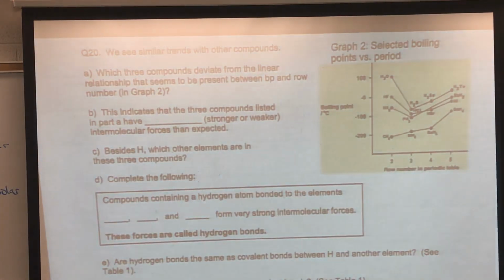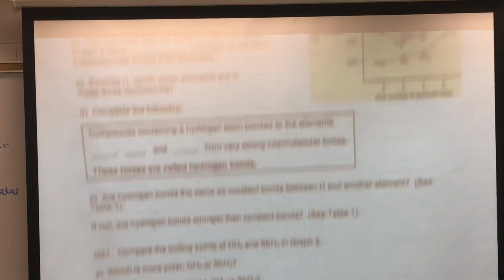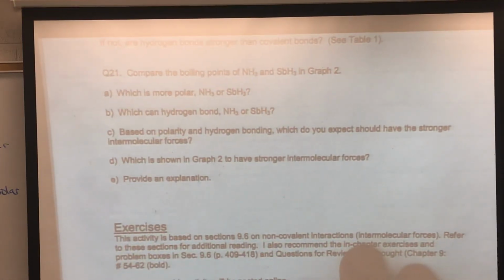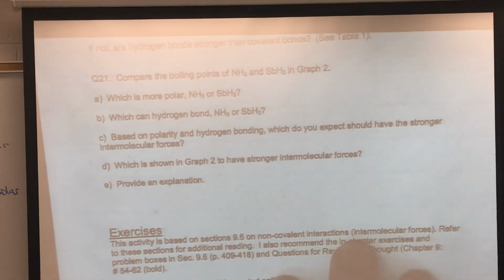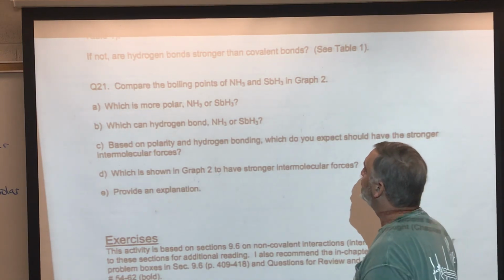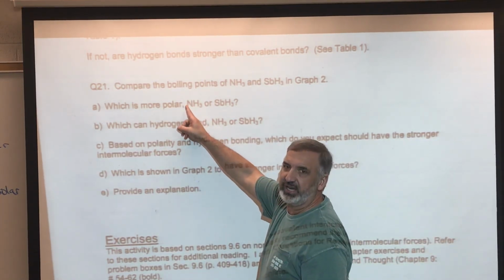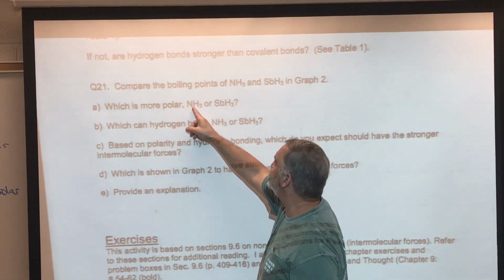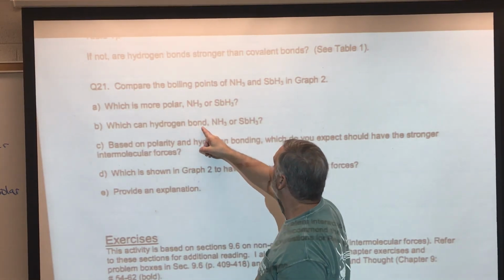I think I only assigned through 20, okay? So, when it says here on 21, compare the boiling points of ammonia and SbH3 in graph 2, which is more polar? Obviously nitrogen, that's one of our big four. Nitrogen's going to be more polar. Which can form hydrogen bonds?